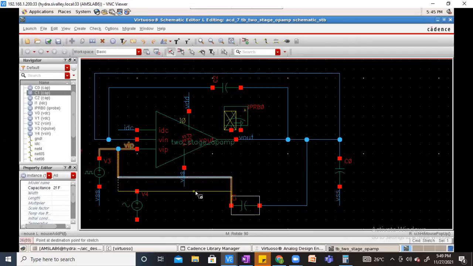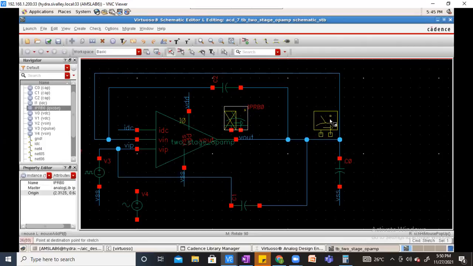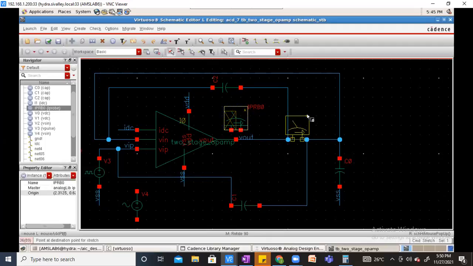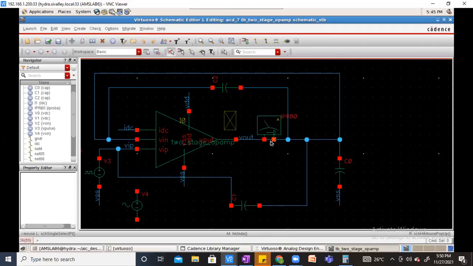Just at the output of Opamp. No, not there. Just at the mouth of the Opamp, just at V out. Here. Yes. Okay. Great. This is the point where it is breaking all the loops, right?